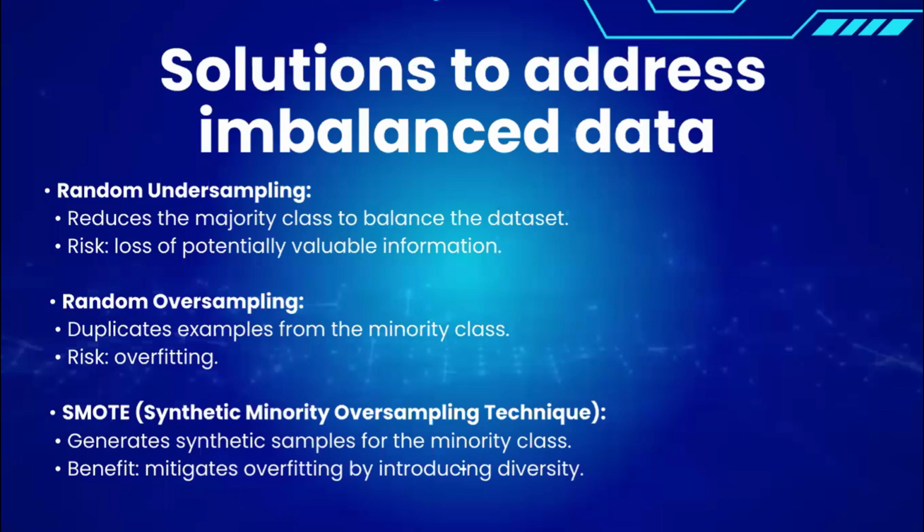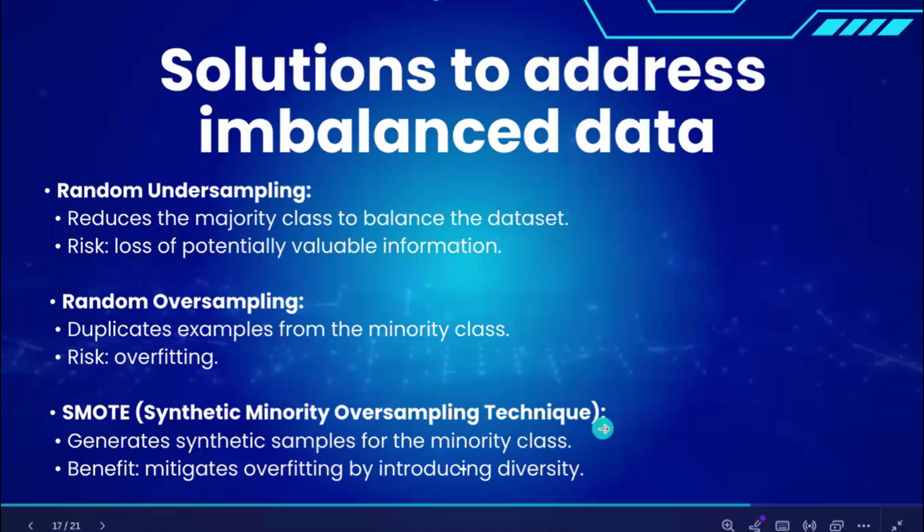So now the third technique is SMOTE, the synthetic minority oversampling technique. SMOTE generates new synthetic samples for the minority class by interpolating between existing data points. The advantage is that it reduces overfitting while maintaining the original class distribution. The disadvantage is that it's less effective for datasets with many features, as high-dimensional relationships are harder to capture.